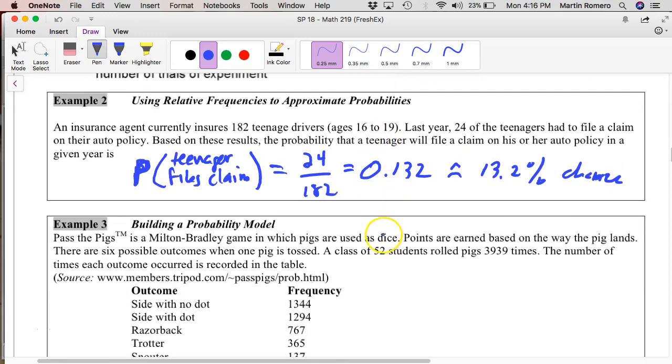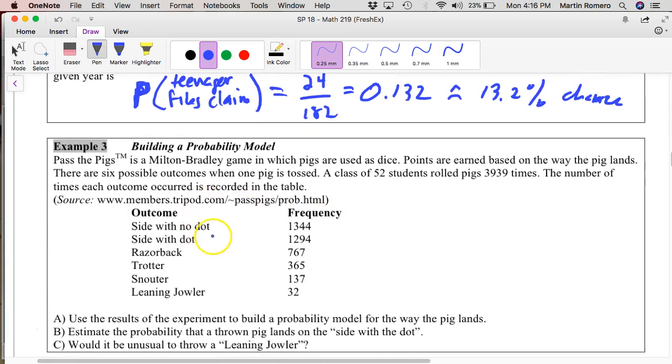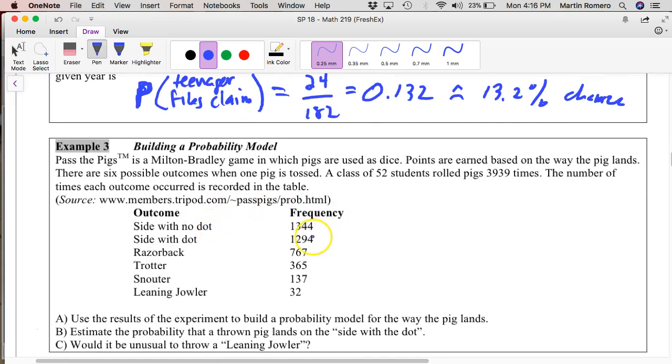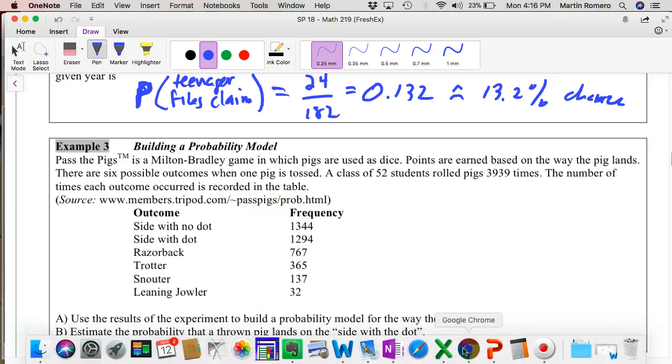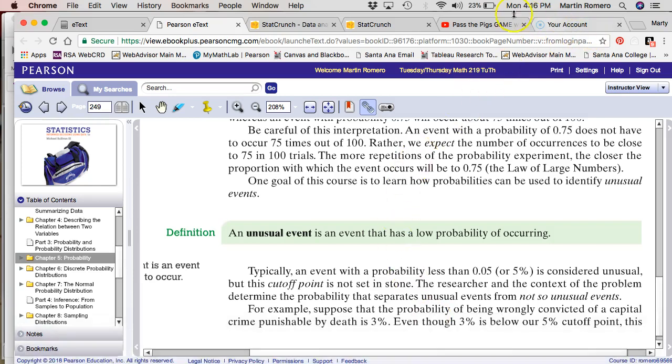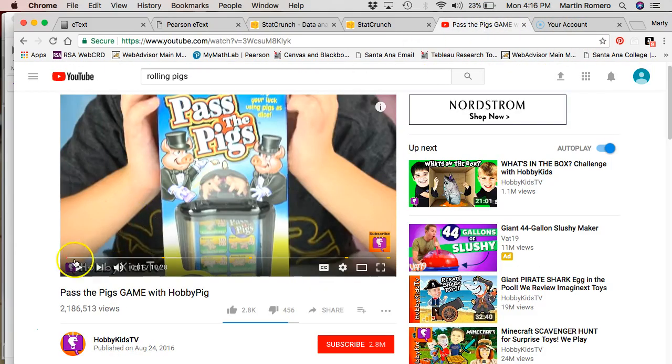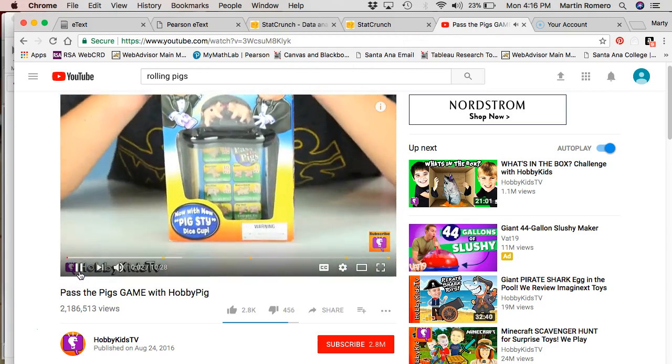Okay. Another example, here is an example of a probability model. There's a kind of a cool game. It's called Pass the Pigs. Instead of rolling dice, you roll pigs. And so what is the expectancy of that? I just want to show you what that looks like real quick. Here's the game. And we're playing Pass the Pigs.